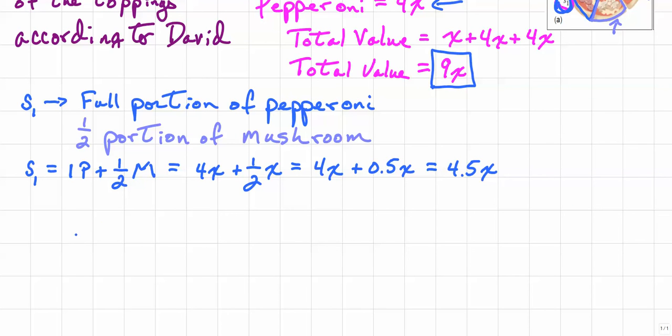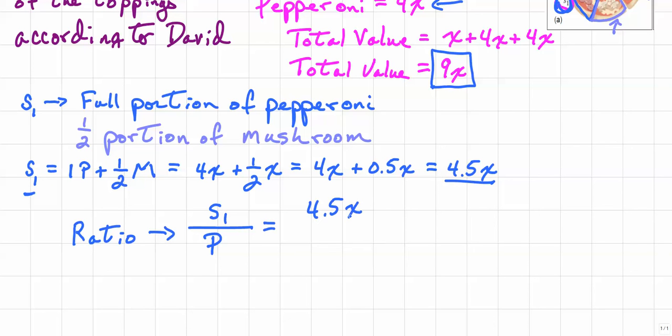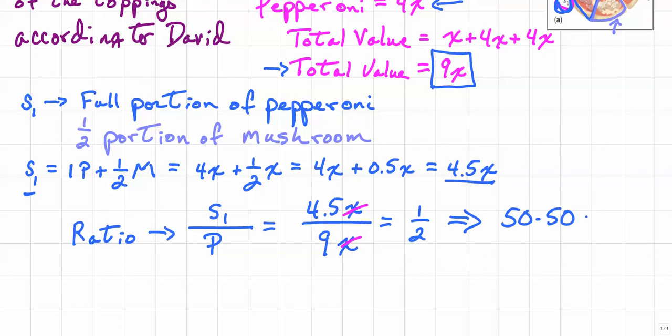We're going to write out a ratio of side 1 to the full pizza. And remember that S1 is equal to 4.5x, and the full pizza, the total value, is 9x. When we simplify this, the x's will divide out, and we have 4.5 over 9, which is equal to 1/2, which means that this is a 50-50 split.